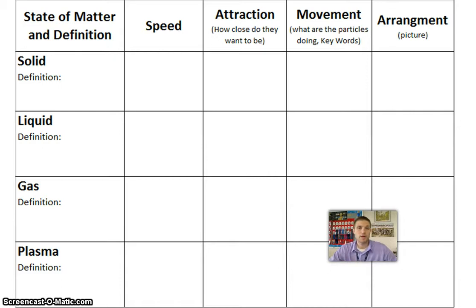So the things that I want to talk about are the definitions. When I talk about definitions, I say, does it have a definite shape or a definite volume? Speed, how fast the particles of that actual substance move, the attraction of the particles within the substance, the movement of the particles, and a picture of the particles.